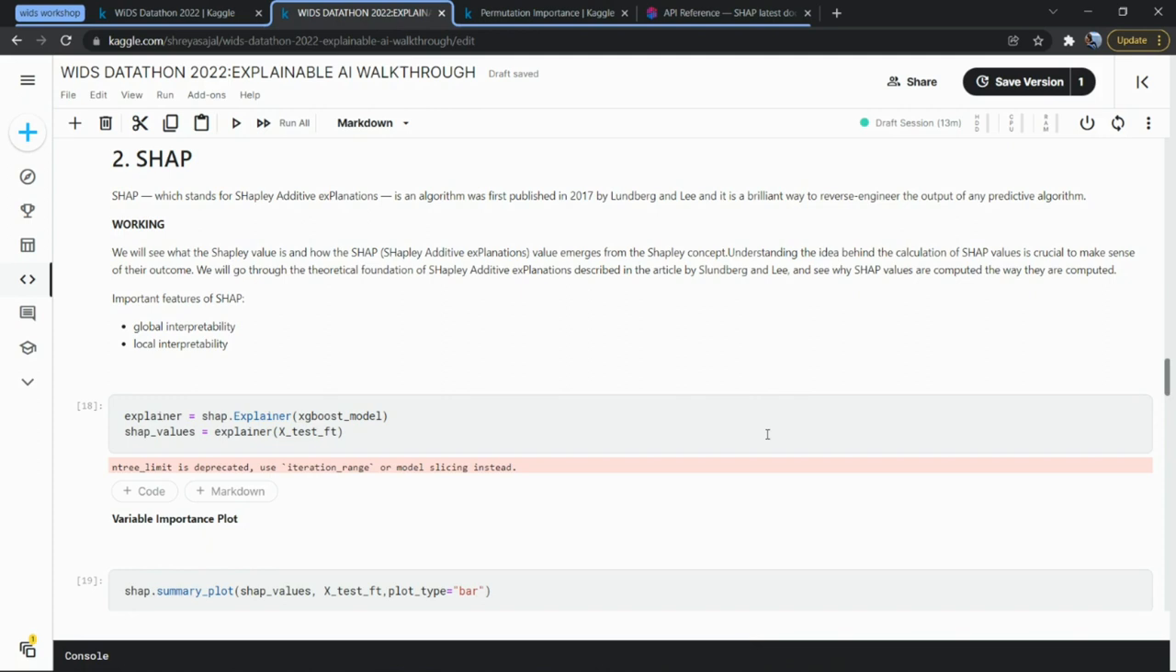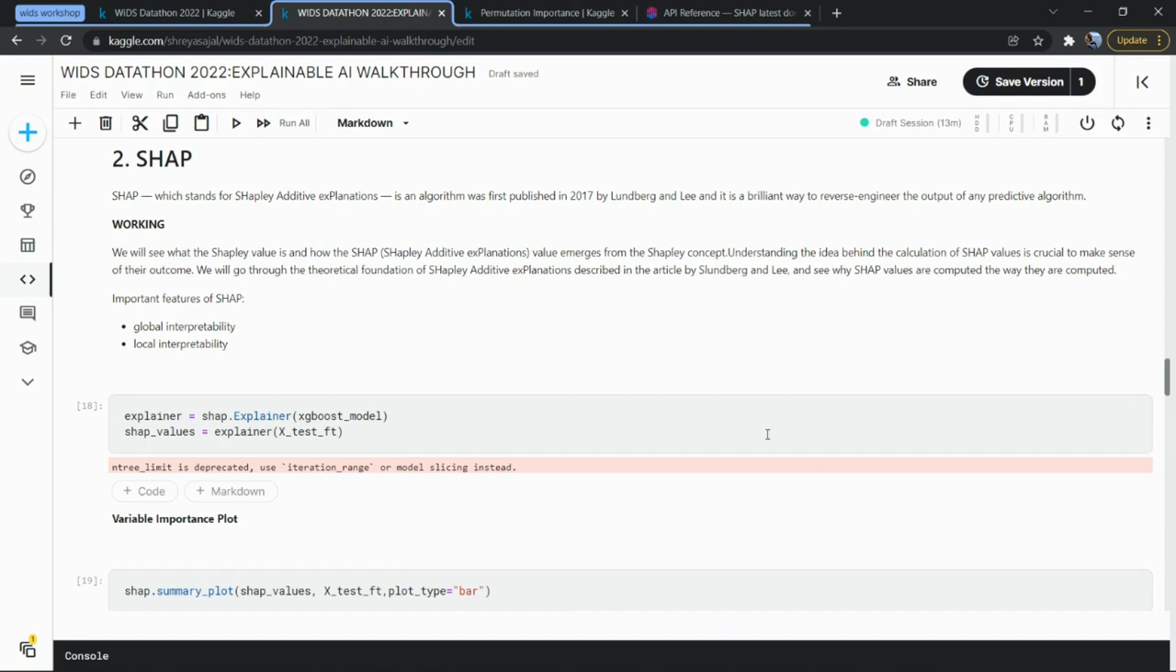So moving further to the next model explainability method, the second one, this is SHAP, which stands for Shapley additive explanations. It is an algorithm that was first published in 2017, and it is a brilliant way to reverse engineer the output of a predictive algorithm. So it answers more questions than the permutation importance, and questions of great importance that will actually explain the predictions of a model, not just on the global level, that is the level of the entire data set, but also on the local level, that is, it can explain the prediction of each observation.